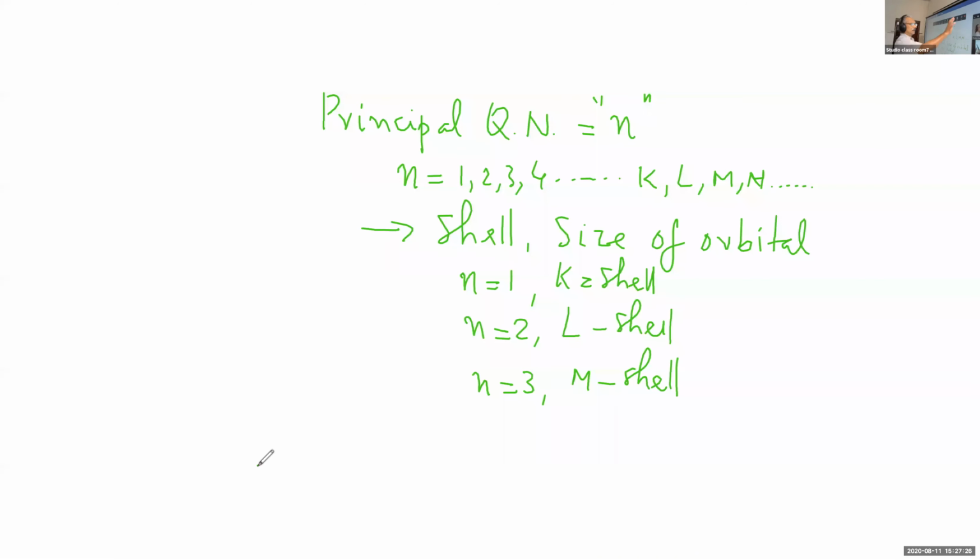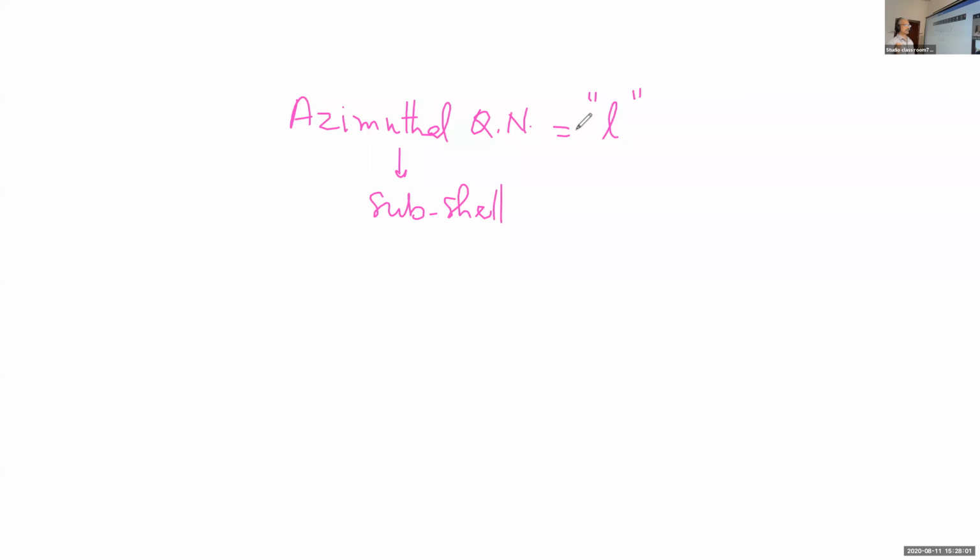Okay. Now you come to the next one, that is the azimuthal quantum number. The azimuthal quantum number is represented by small l. It represents the subshell.